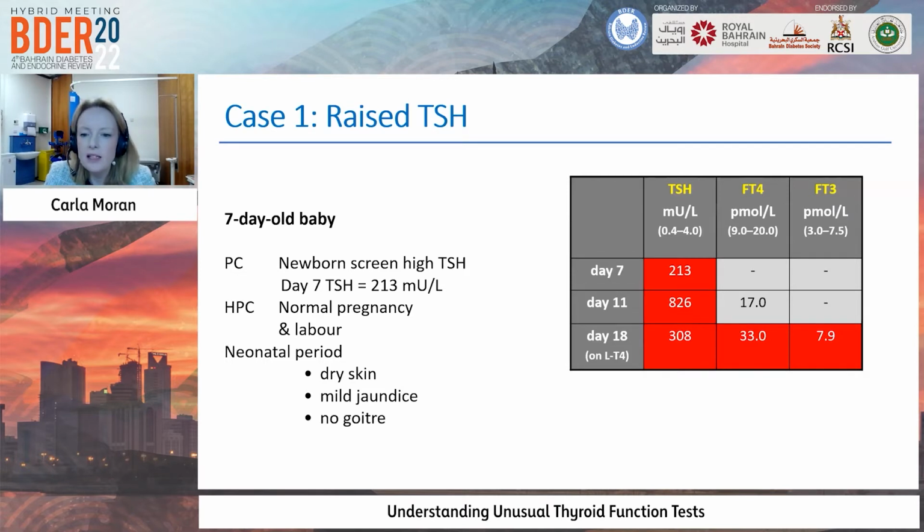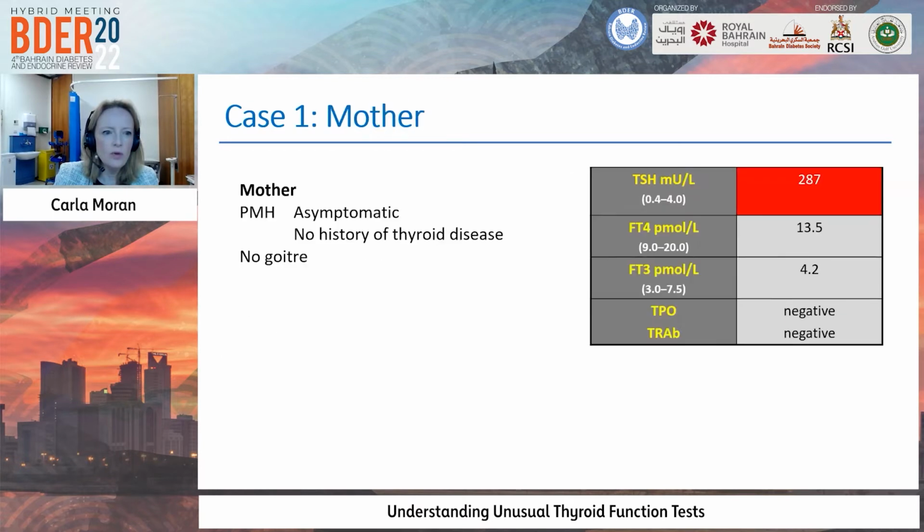You'll see that the TSH at day 11 was very raised at 826 mU per litre. The T4 was within the normal range. The baby started on thyroxine, and you can see that the T4 and T3 rose and the TSH did fall, but that T4, T3 response to thyroxine was a little unusual, and so further investigations were performed.